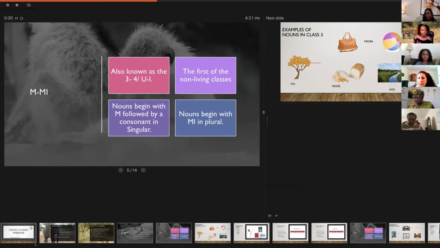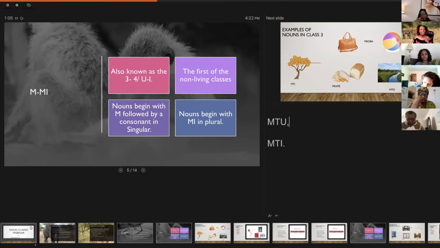Say you're just minding your business and you saw two words like this, mtu, and mti. How do I know which of these is noun class 3? Noun class 3 will begin with an M in its singular form, followed immediately by a consonant. So, following that rule, both of these words should belong to noun class 3, right? Wrong, just because there's another rule.